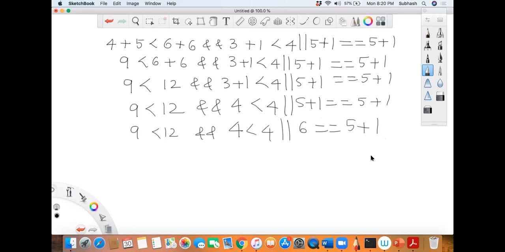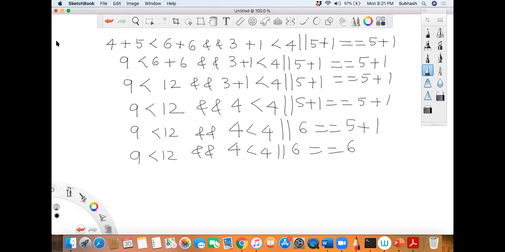Okay, which one should I solve next? 5 plus 1. That is the last one, isn't it? Yes, sir. 9 less than 12 and with 4 less than 4 or with 6 equal to 6. Okay, done. So all arithmetic operators are over, no, Firasat? Yes, sir. Now which one should I solve now?